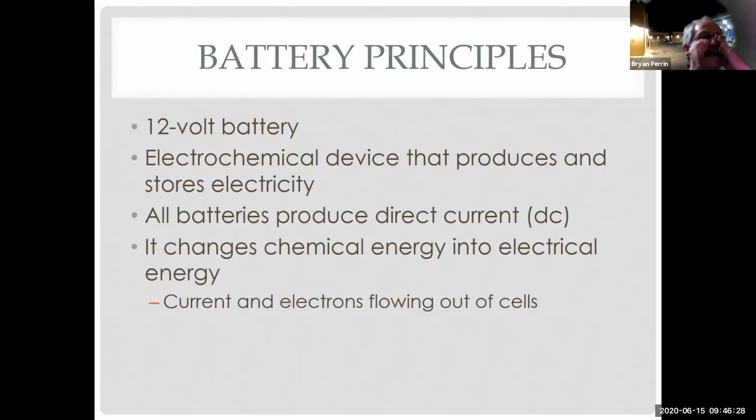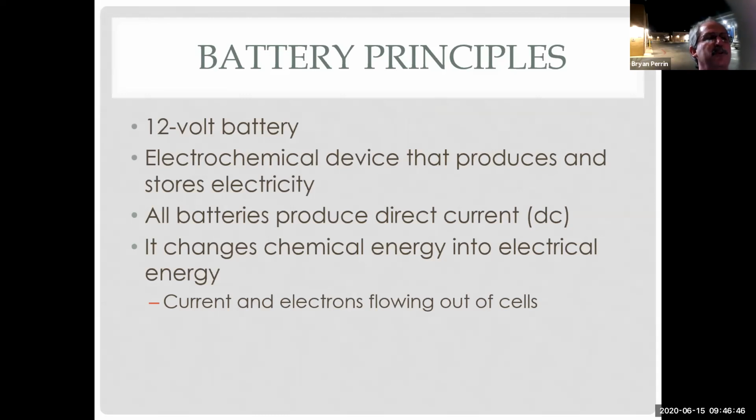So, 12 volt battery principles, and the CDX does this a little bit differently. Some of the stuff the CDX has I like better, but I had some things in here I wanted to make sure I caught. So that's why I'm starting off with this one. So, an electrochemical device that produces and stores electricity.